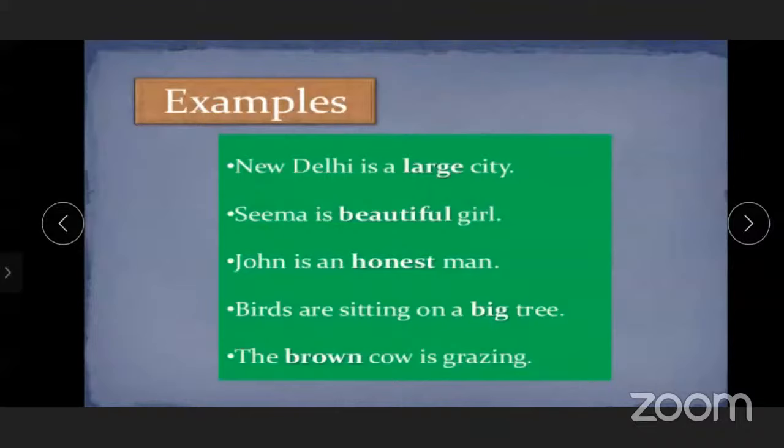Seema is a beautiful girl. Yes, Seema is a beautiful girl. So here the adjective is beautiful. Next. John is an honest man. So here honest is the adjective. Yes, honest. John is an honest man. Next sentence.